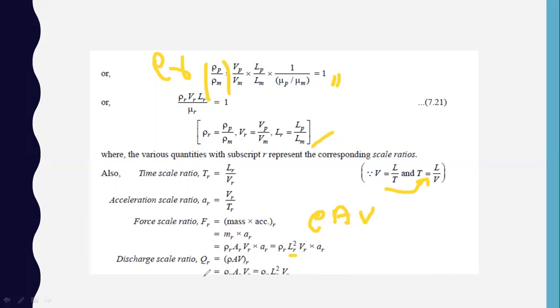For discharge scale ratio, discharge is nothing but rho A into VR. Therefore, rho L square and then VR.